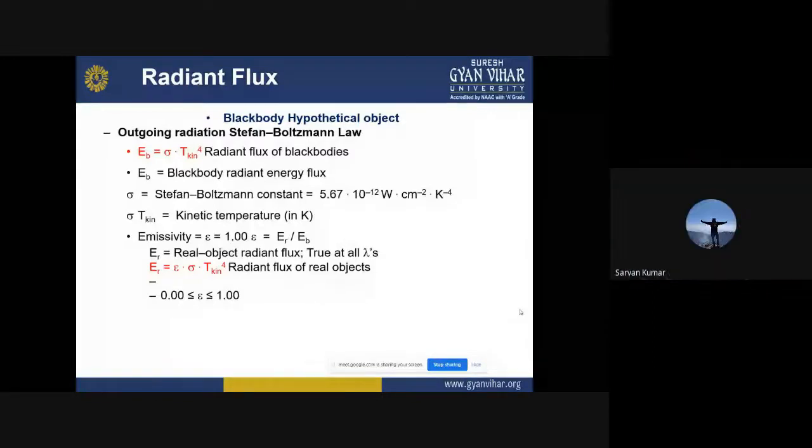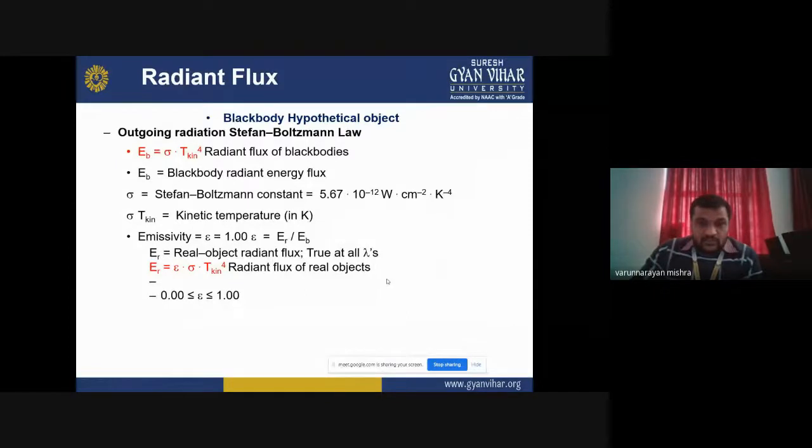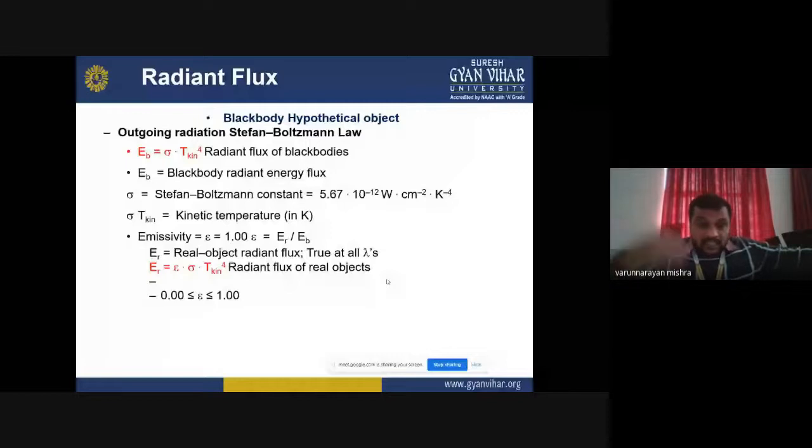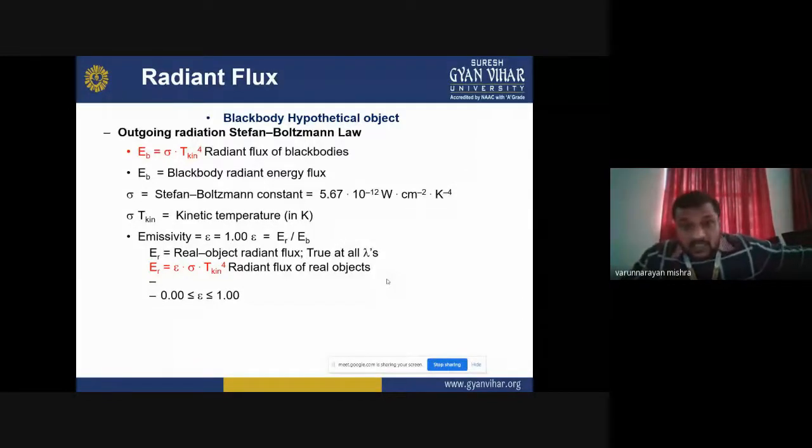Okay, so I was discussing radiant flux. It is the total amount of radiation, whether it is outgoing radiation, emitted radiation, absorbed radiation, or reflected radiation. That is known as radiant flux.